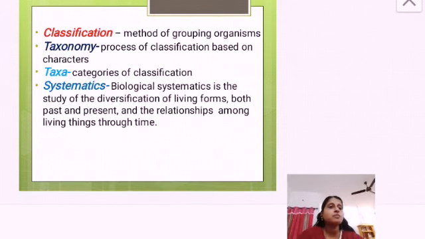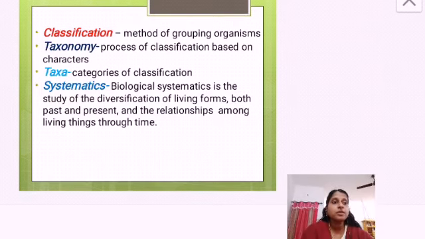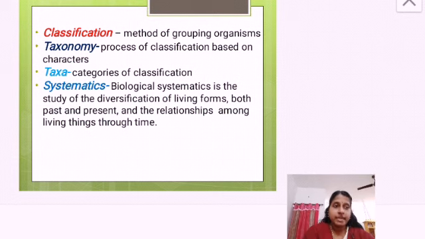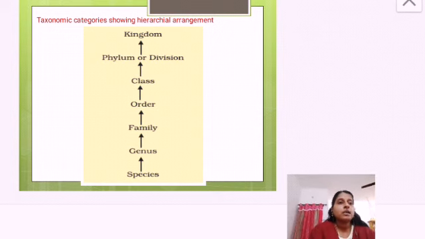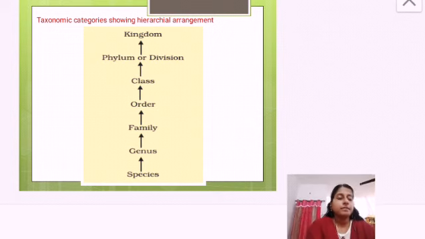So these are the universal rules for writing nomenclature. Then we discussed what is classification, what is taxonomy, what is taxa, and what is systematics. All are somewhat related, grouping of animals. Just learn the definitions for the same; they are all interlinked. Now we are moving into today's topic, taxonomic arrangement, how things are arranged in a hierarchy.